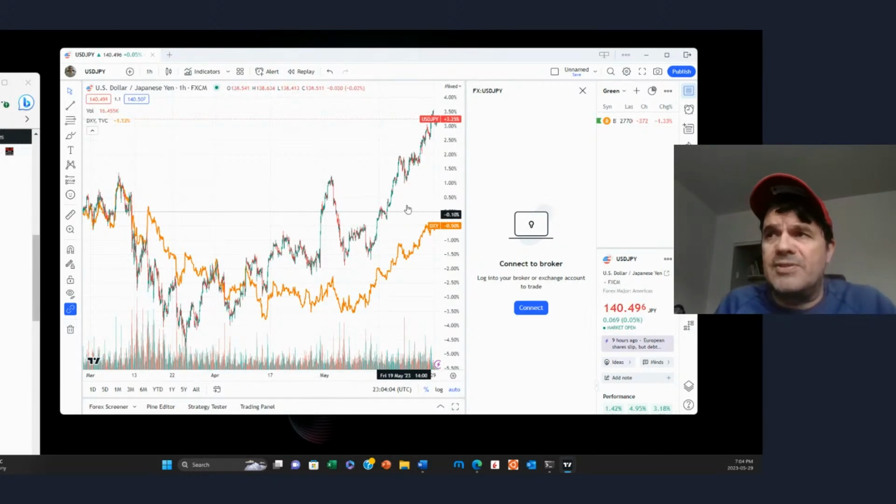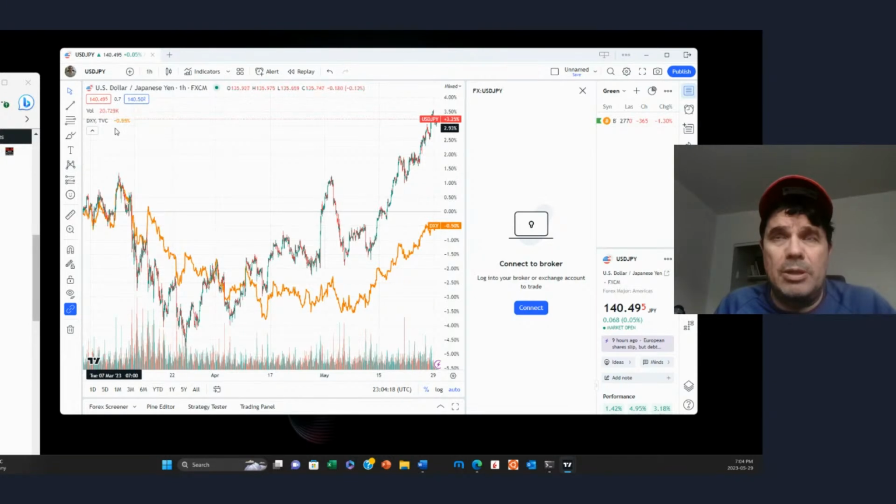All right, so you can see here how the USD Japanese yen is just blowing the doors off of the dollar. And you can see those general trends. This is a nice stable pair right now, the Japanese yen. And then we have a couple of other pairs that will probably look better.